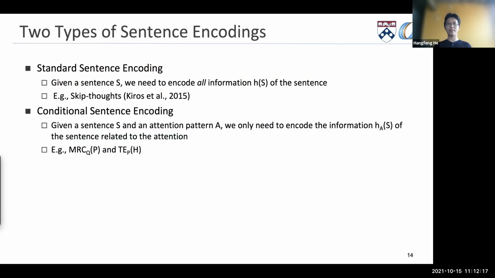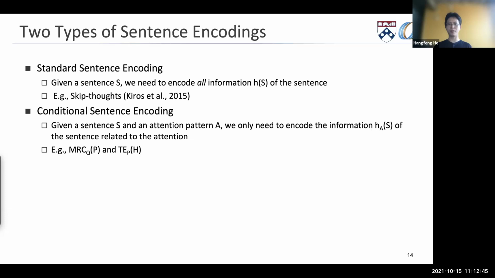Why? Because we need to rethink sentence encodings or sentence representations. There are at least two types of sentence encodings here. First, standard sentence encoding. Given a sentence, we want to encode everything about the sentence. For example, standard sentence embeddings such as SkipThought belong to this type of sentence encoding. But actually, we also have conditional sentence encoding. Given a sentence, we don't need to care about all the information in the sentence.